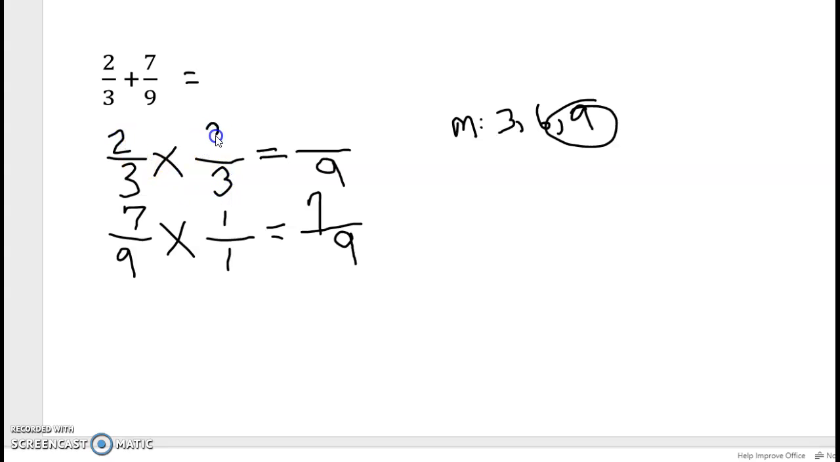And I know that whatever I do to the top, or whatever I do to the bottom, or the denominator, I have to do to the numerator. So I'm going to also multiply the 2 by 3, and that gives me 6. So if I were going to add 6/9 plus 7/9, I know that my denominator will stay 9 because we do not add denominators. And we will add the numerators together. 6 plus 7 is 13.